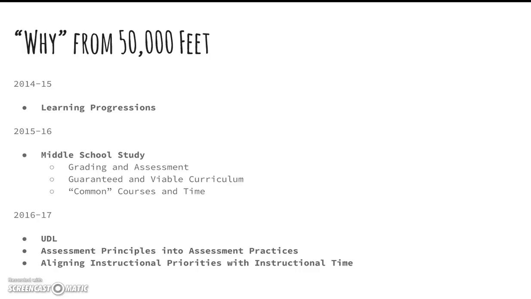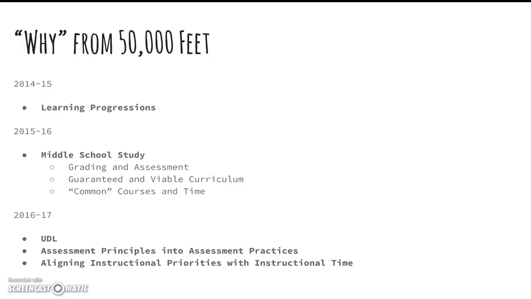Then at the beginning of the 15-16 school year, the Board of Education said, we don't understand why there's such a discrepancy in the middle school experience between Savannah Oaks and Badger Ridge in particular. And so three things were set out with that group, starting with looking at the grading and assessment systems at each of the schools and coming to some commonality there.